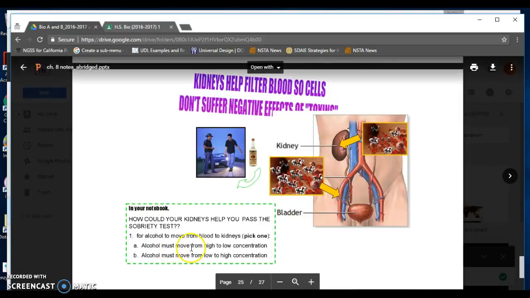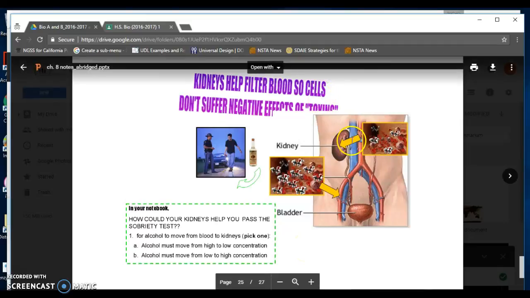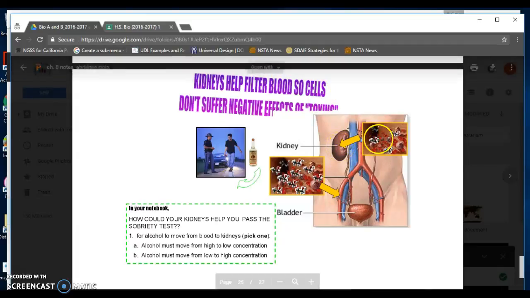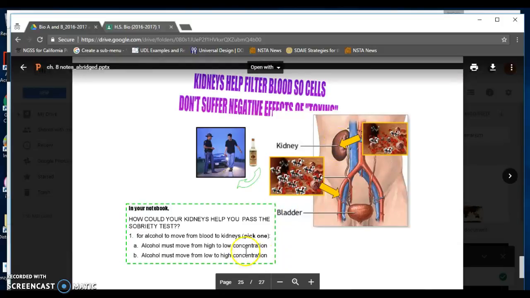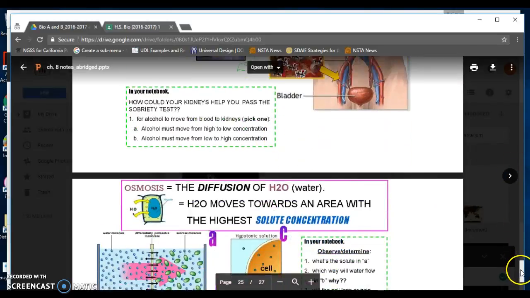So the question is, is the alcohol going to move from a high to low concentration? And where would it be doing that? What can the kidneys do, whose job it is to filter blood? So what does the alcohol want to do in your blood if your kidney's job is to filter the blood? Like, what would that look like? So you simply pick one of these choices here that shows which way alcohol moves. Does it move from high to low concentration or low to high? Pick the right one.